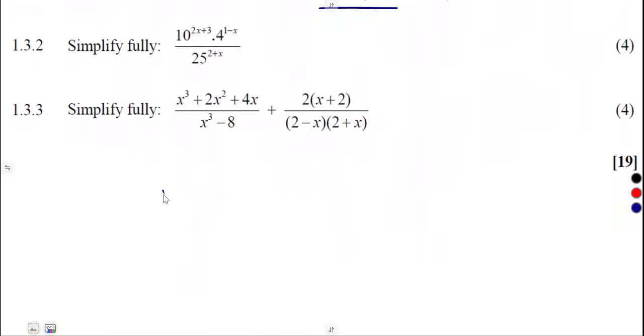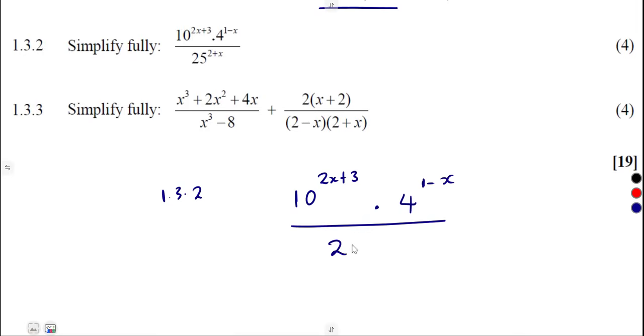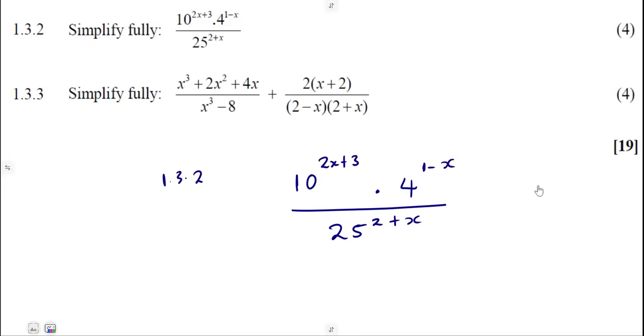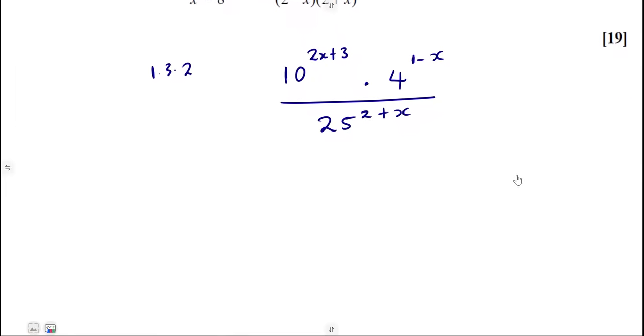1.32, simplify fully this expression or term that we are given combined to give us a single fraction. 10 to the exponent of 2x plus 3 times 4 to the exponent of 1 minus x, everything over 25 to the exponent of 2 plus x. So this is what you're given, and the question is you are supposed to simplify this fully.